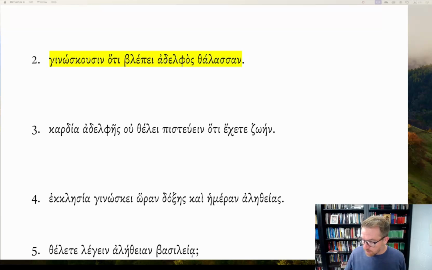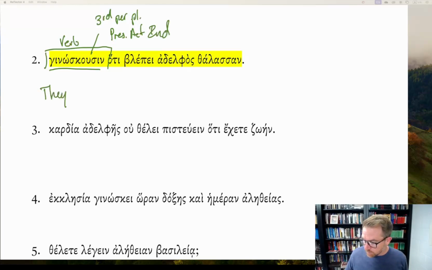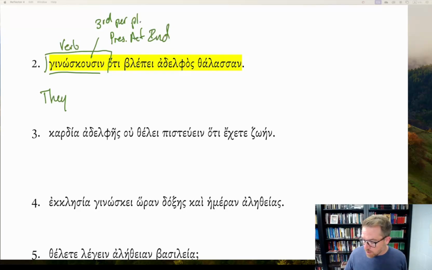We have this hoti clause, which means because. So ginoskousin, this is a verb. So we're going to put a box around our verb. And notice this is a third person plural, present active indicative. So that means what we're looking at is they, third person plural, ginosko, know. Hoti, that, they know that. And now we have a new clause. So we can put a line here and go, okay, we have a new clause.